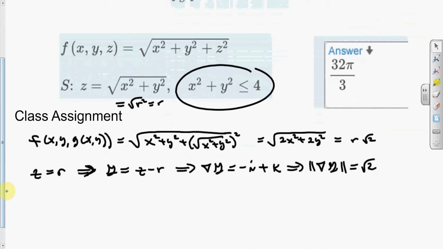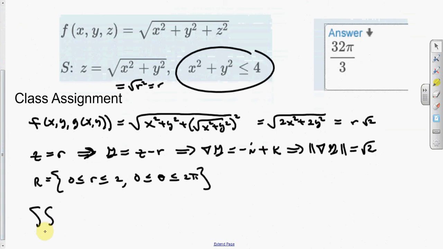Are you with me so far? Okay. So now, the region is defined from 0 less than or equal to r less than or equal to 2, 0 less than or equal to theta less than or equal to 2 pi.